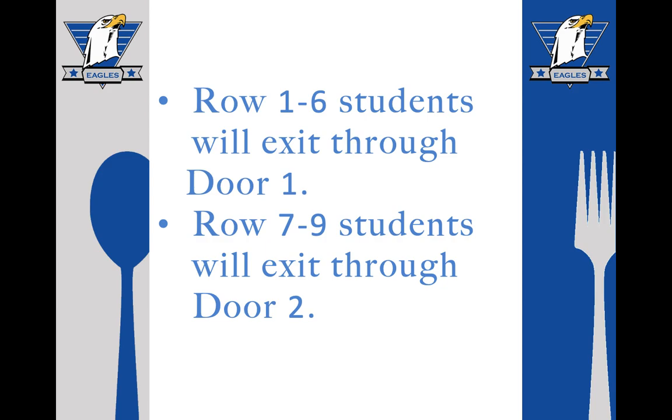Rows 1 through 6 will exit through door 1 to our stage. Rows 7 through 9 will exit through door 2, our back door closest to the bus loop.